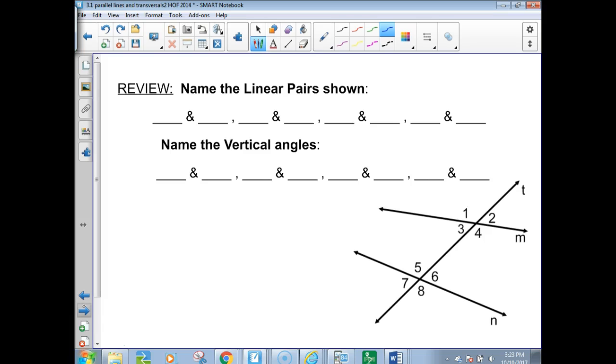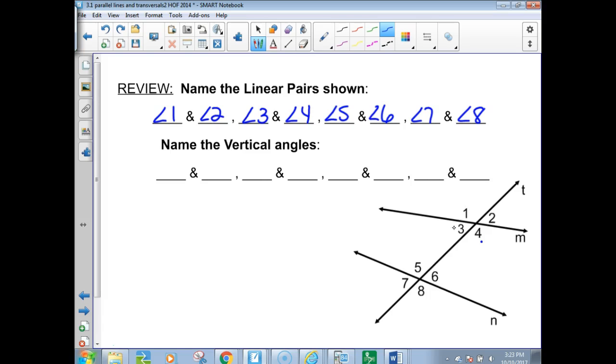Okay, so here's the review on linear pairs shown. 1 and 2, 3 and 4. Angle 1 and angle 2 are a linear pair. So are angle 3 and angle 4. Angle 5 and 6 at the bottom are also a linear pair, and so are 7 and 8. What they failed to give us is enough lines to do all of the linear pairs.